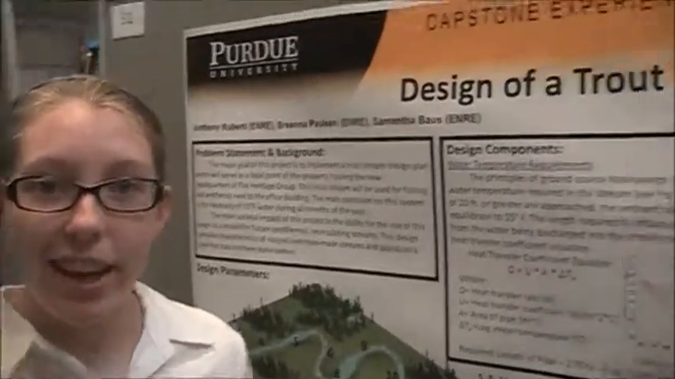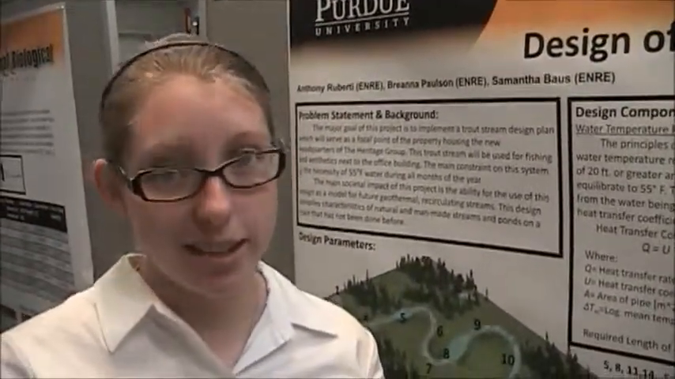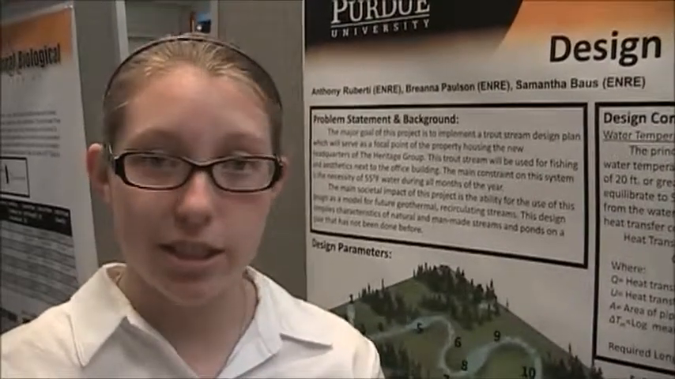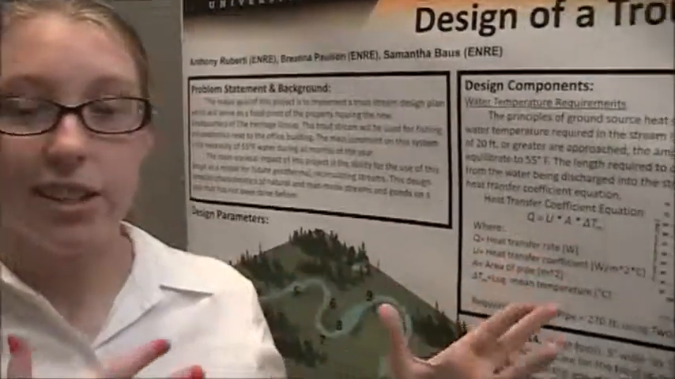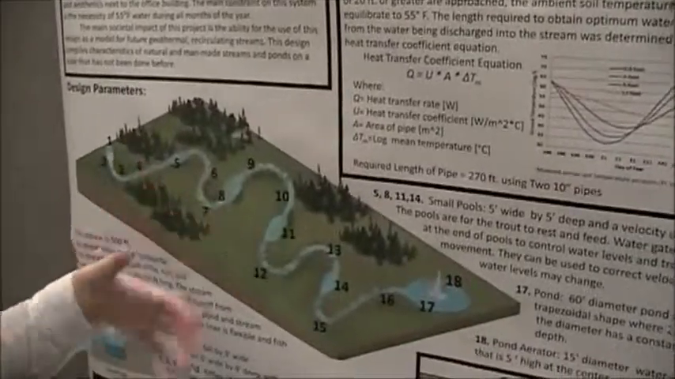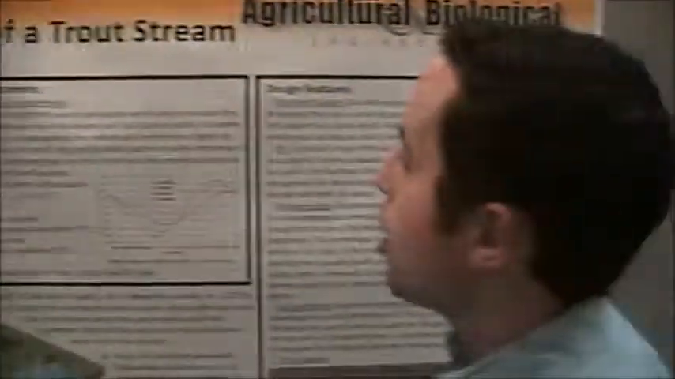So our project was the design of a trout stream, and the purpose of this project was that a sponsor had contacted us and they wanted a trout stream on the property for aesthetic reasons and to be able to fish. So our problem was to design this artificial trout stream that you can see and have it fully functional and able to support fish life. So Anthony's going to talk about the heating and cooling issues that we had.